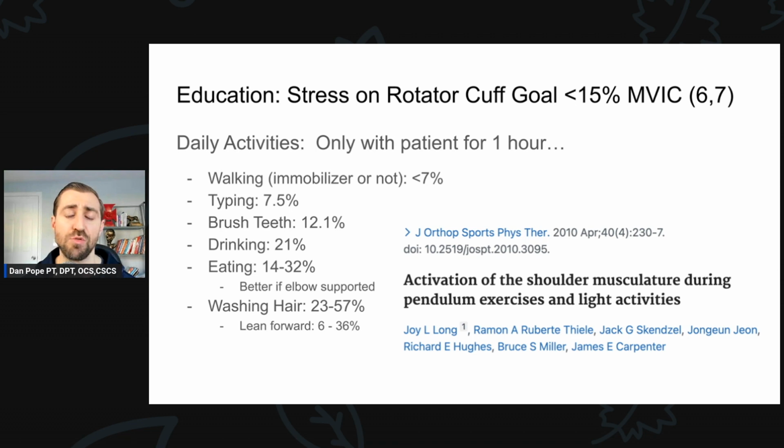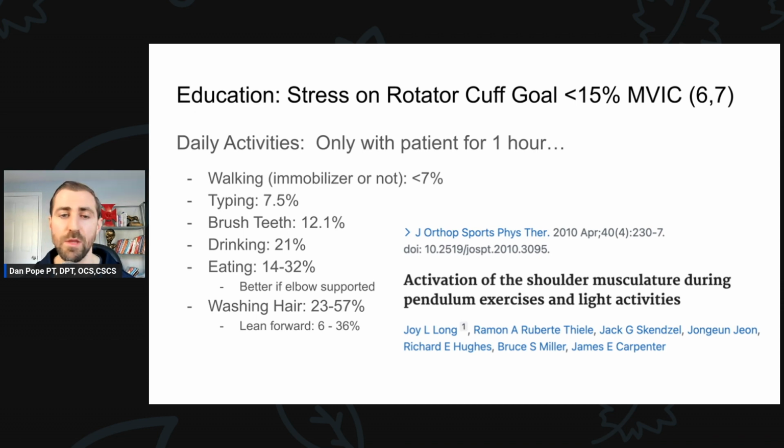Eating is kind of the same story. Eating is somewhere between 14 and 32%. So if I'm eating food, pasta, whatever it is, that's going to be 14 to 32% MVIC, EMG of the supraspinatus. If I rest my elbow down onto the table and eat, it is better.